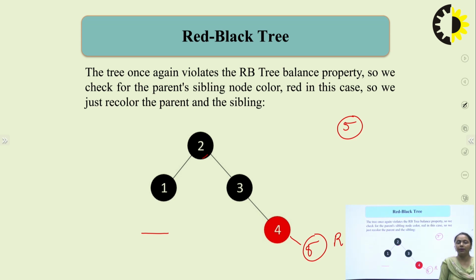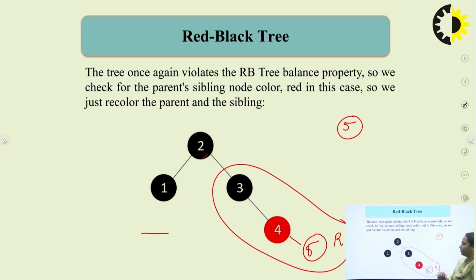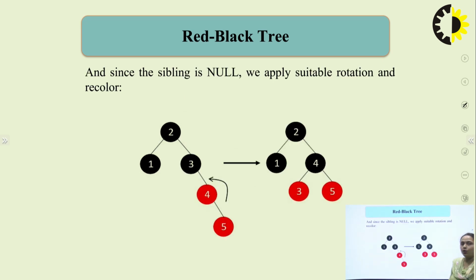When the parent's sibling color is black or does not exist, in that particular case, we have to apply rotation and recolor. So what will we have to perform? Rotation. On this portion, RR rotation has been applied. After applying RR rotation, what will we get? We will get this 4, 3 and 5, and recolor it. So 4 will become black, 3 will become red. The colors of these two nodes, that is parent and grandparent, will be interchanged. Now this is the tree.